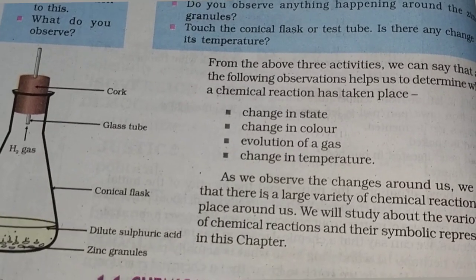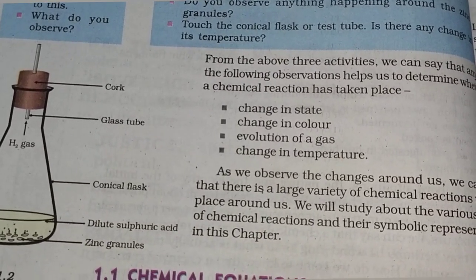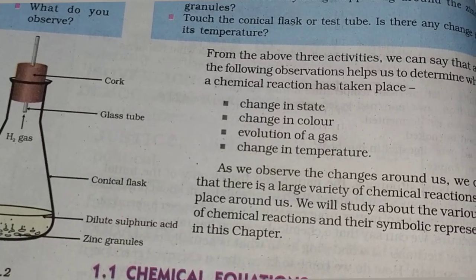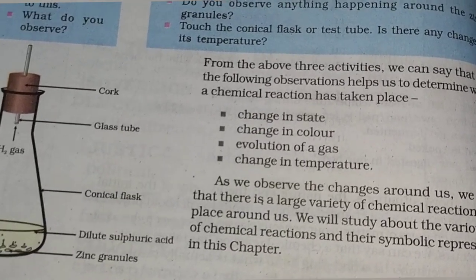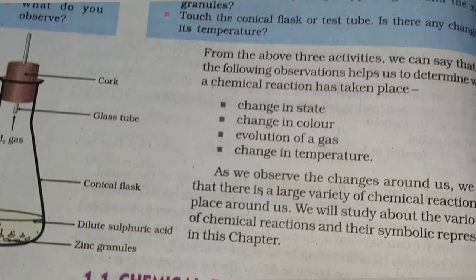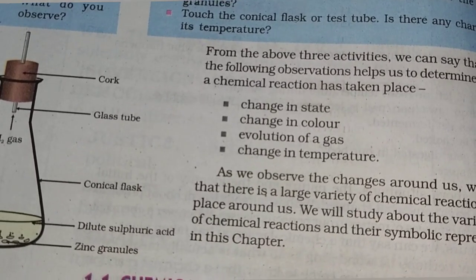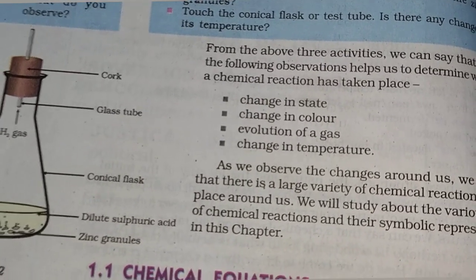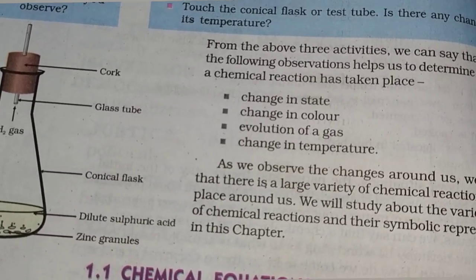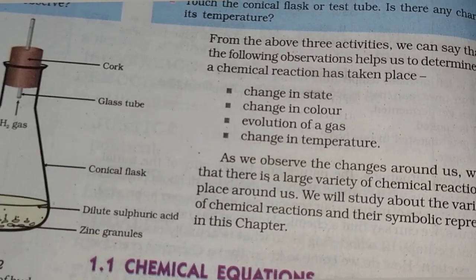We can know by seeing its change in state. When a chemical reaction takes place, there may be a change in its physical state, or change in its color, or evolution of gas, or change in its temperature. So when these occur, then we can say that a chemical reaction takes place.